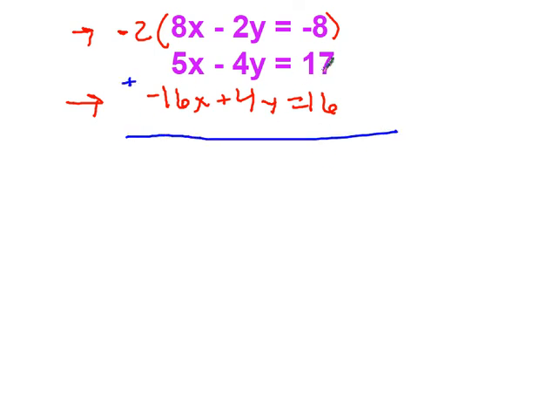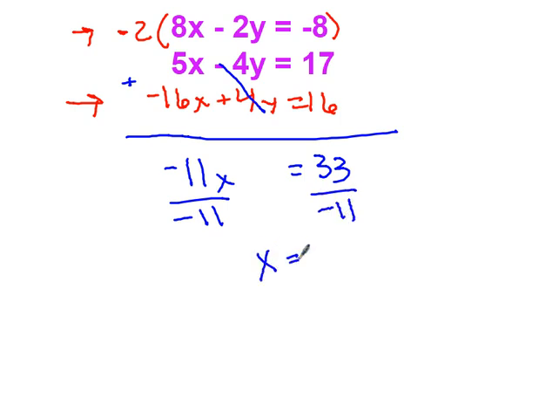So I have 17 plus 16 is 33. Negative 4y plus 4y, that cancels each other out. That's why we did it. And then 5x and negative 16x makes negative 11x. So negative 11x equals positive 33. So now I can just solve for my x to get negative 3.